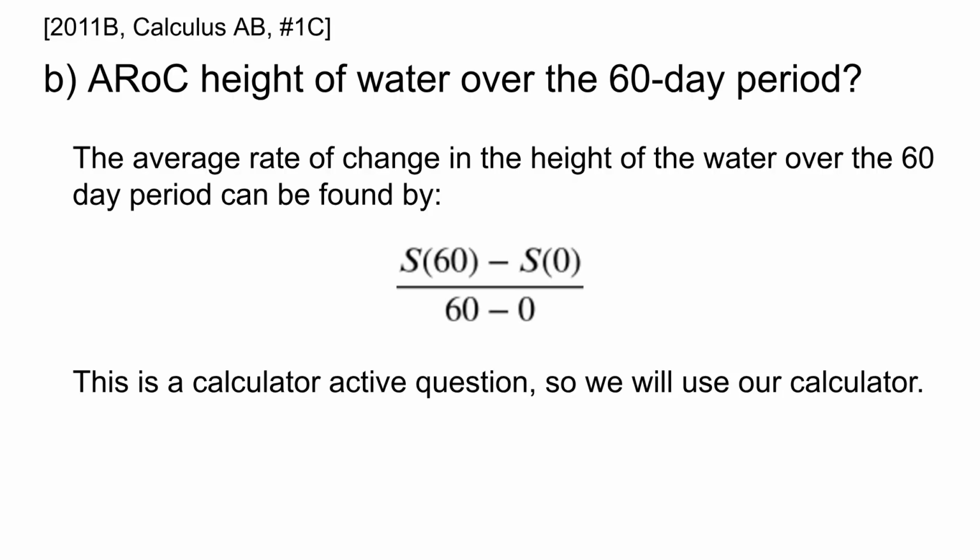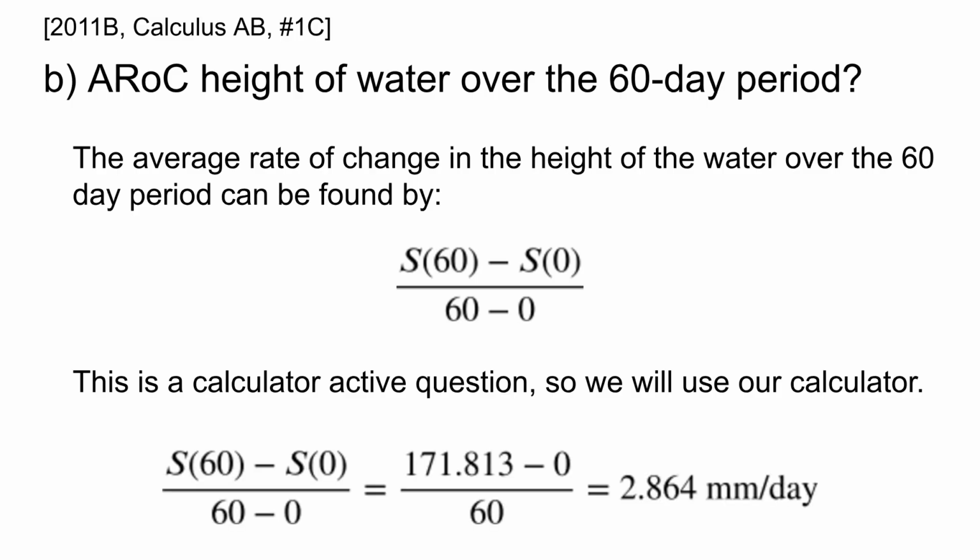Once again, this is a calculator active question, so we're going to use our calculator to find the average rate of change. So s of 60 minus s of 0 over 60 minus 0 is equal to 171.813 minus 0 all over 60, and that turns out to be 2.864 millimeters per day.